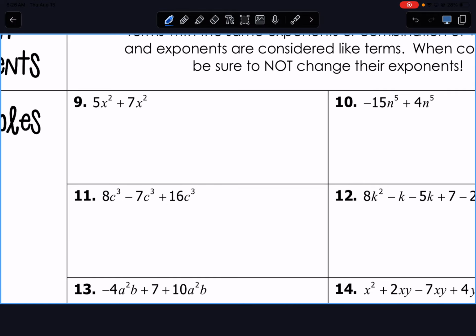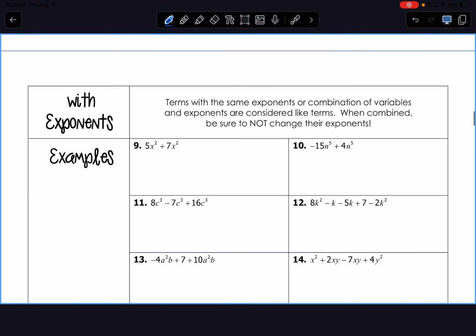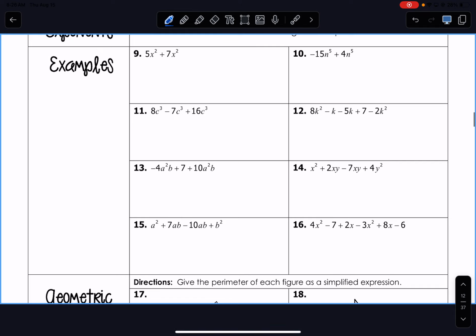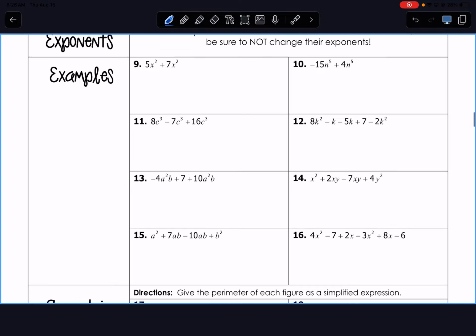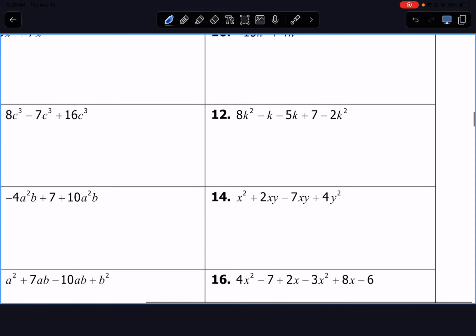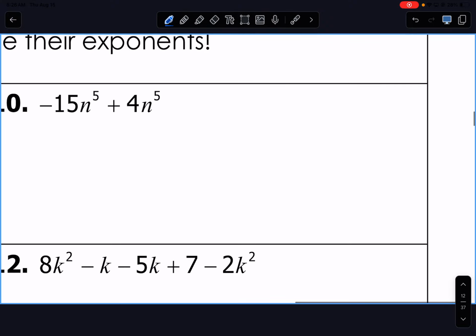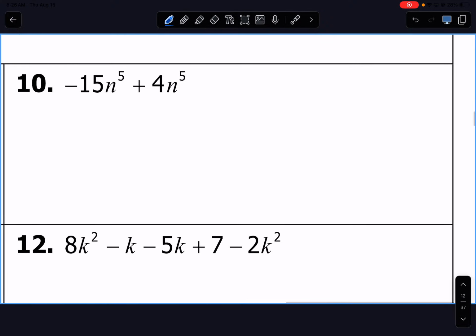So let's go ahead and look at number 1. Let me see which ones I want to do, actually. Actually, I think I want to do the even ones on this one. Okay, for this one, what are my like terms? And 4 to the 5th. So we're going to have n to the 5th for sure. What is negative 15 plus 4 though? There we go. That's our answer.